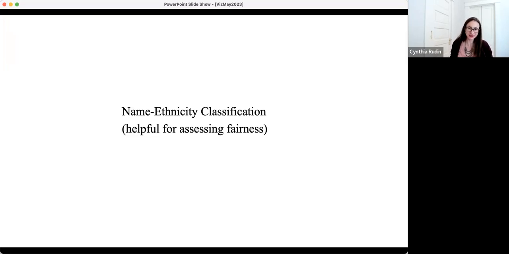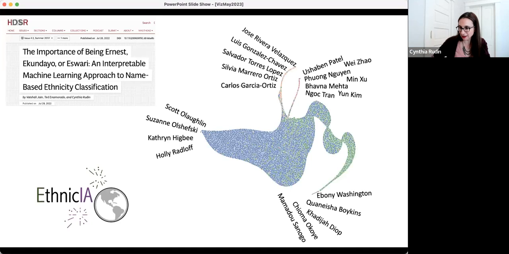This is helpful for assessing fairness. The idea is that you don't actually have race or ethnicity information in your dataset, but you have people's names. And so you can try to deduce whether your method is being fair by deducing the ethnicities from the names in the dataset and then checking to make sure your algorithm is doing well on the appropriate fairness metrics. So we developed this algorithm called Ethnicia, and we developed a set of features that are useful for predicting ethnicity from a name.